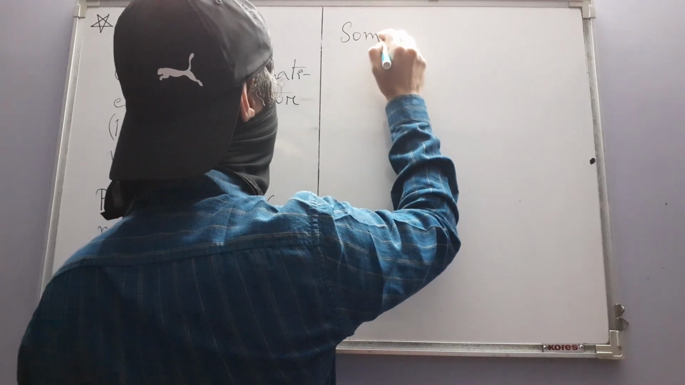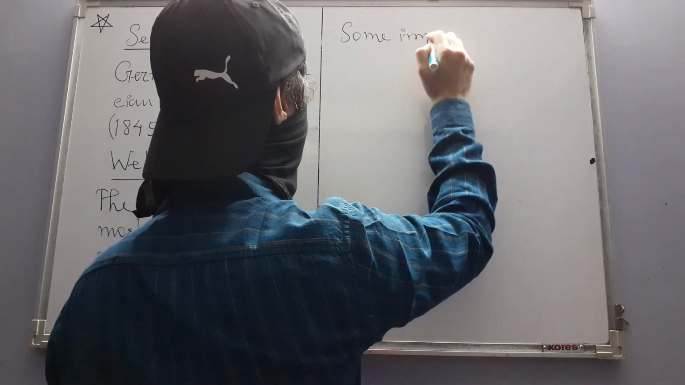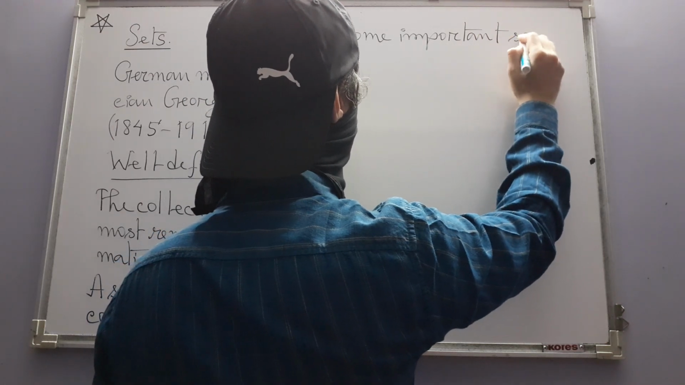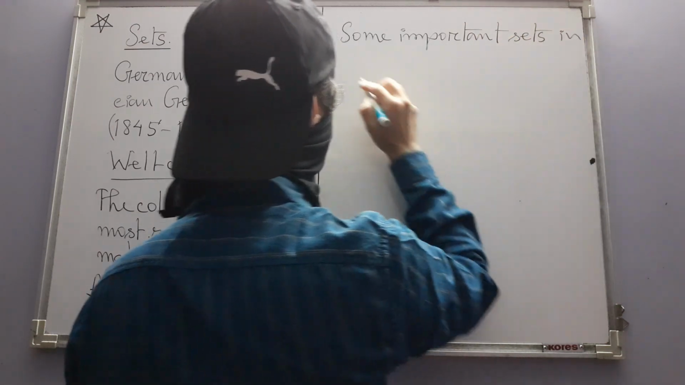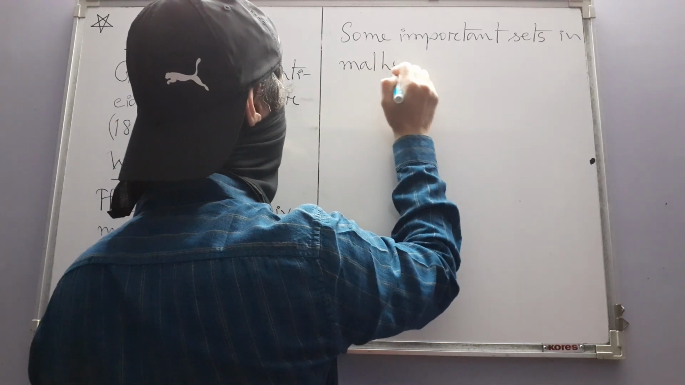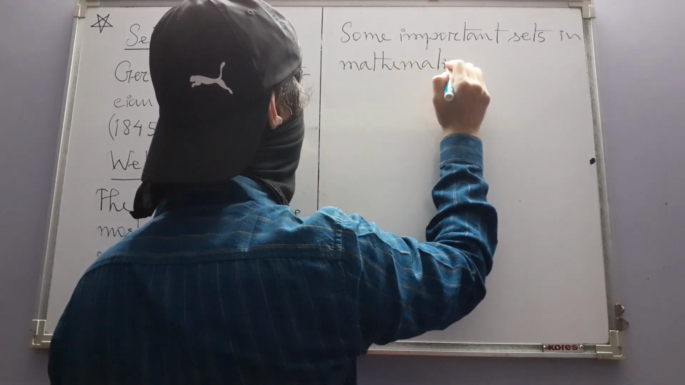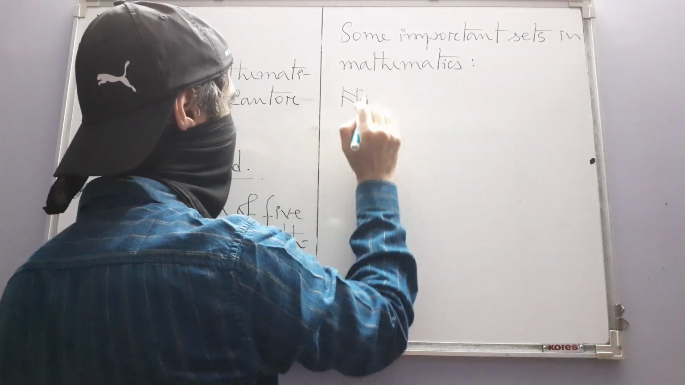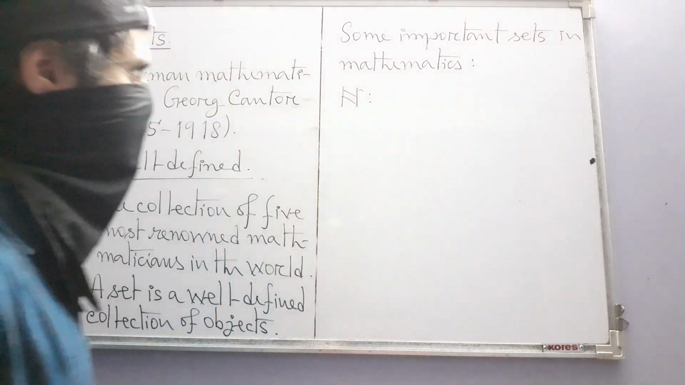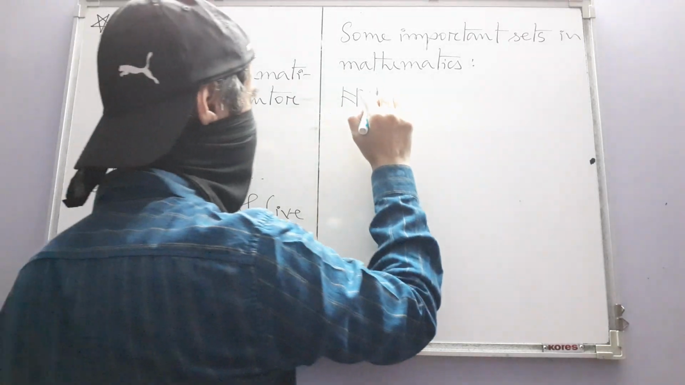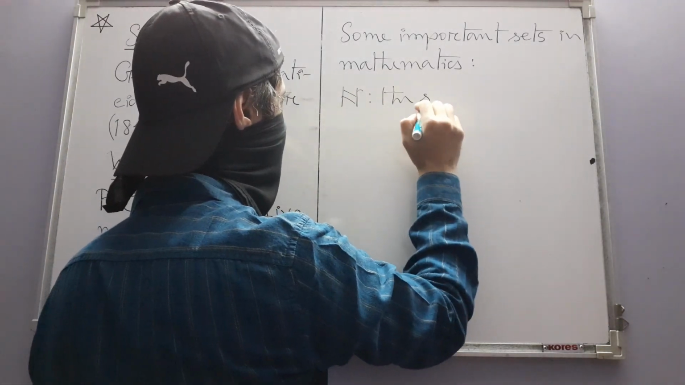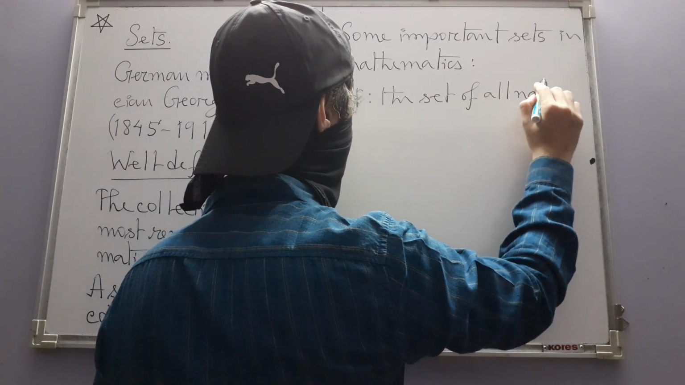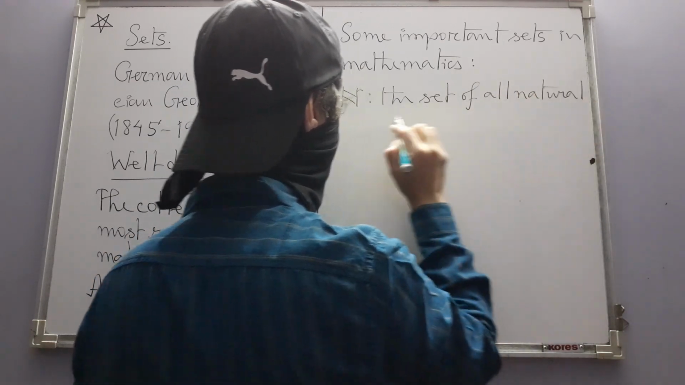Some important sets in mathematics and the symbols that go with them. This symbol denotes the set of all natural numbers.